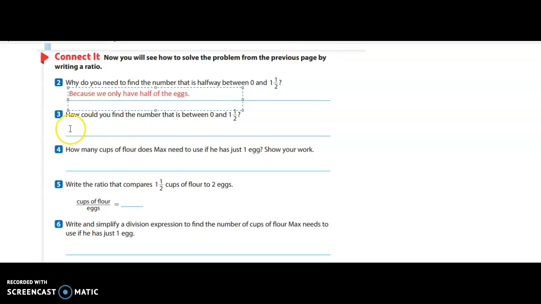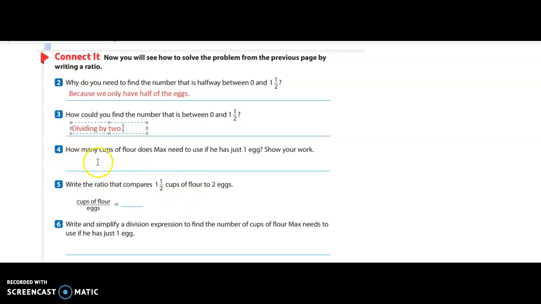So on the next one it says, how could you find the number that is between 0 and 1 and 1/2? And the way that we could do that is by dividing by 2. Right? So to find something that's halfway means we're breaking things up into 2 pieces. Half, we're dividing by 2. So we have to find the halfway point because we have half of the eggs. So then to find that halfway point, we can divide by 2.